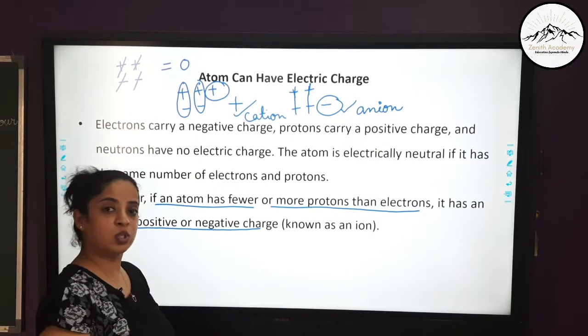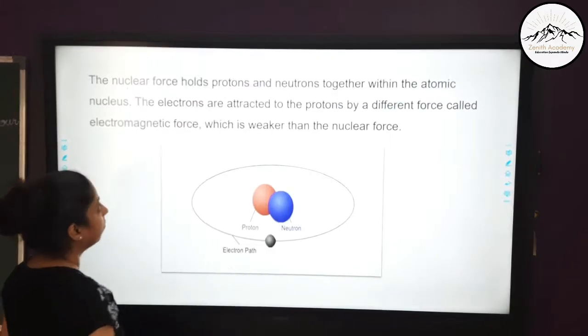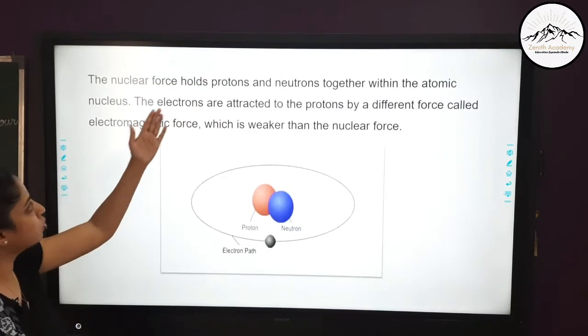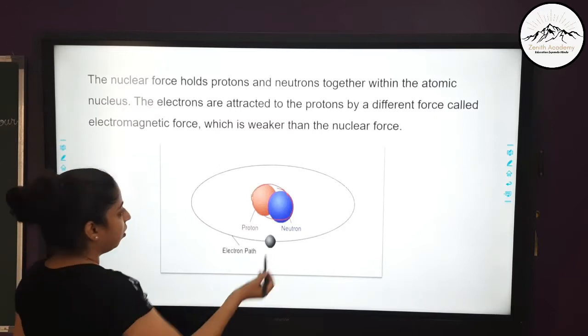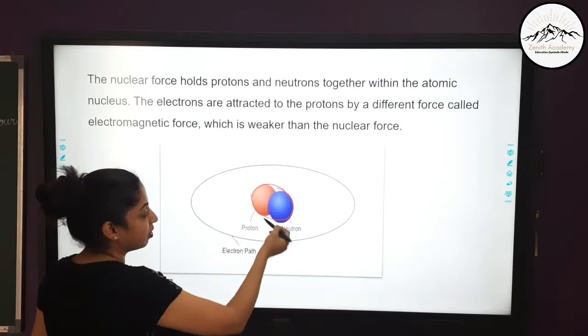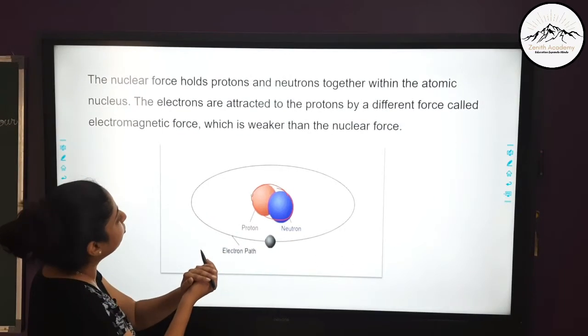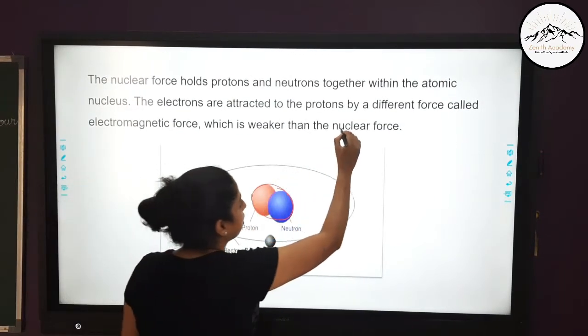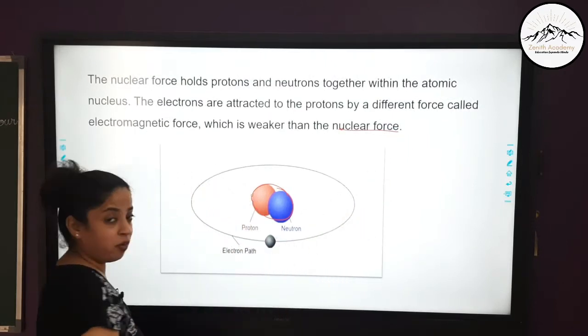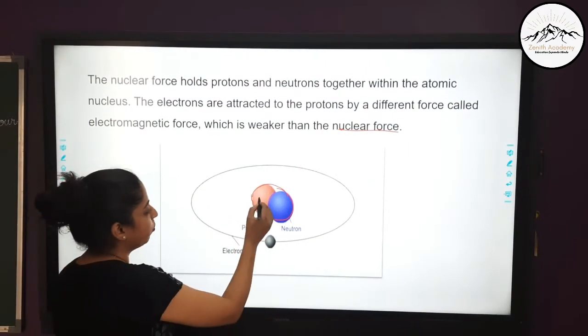So atoms also possess charge. Now the nuclear force holds protons and neutrons together. We know that protons and neutrons are there in the nucleus, so they are held together by some force. And what is that force? That force is nuclear force. Okay. So this nuclear force is there between proton and neutron.